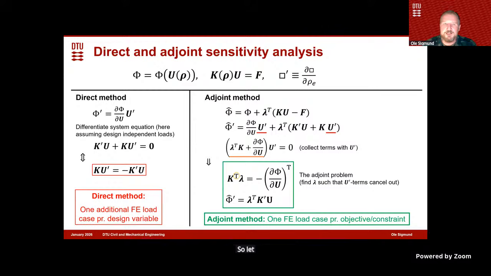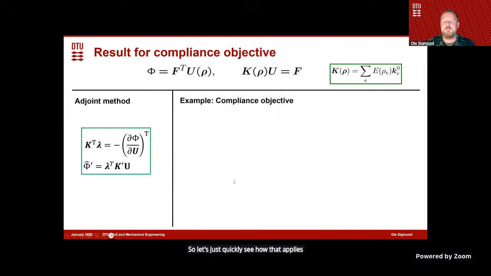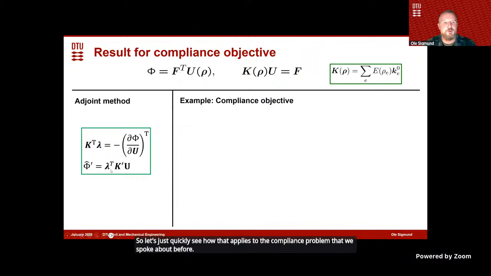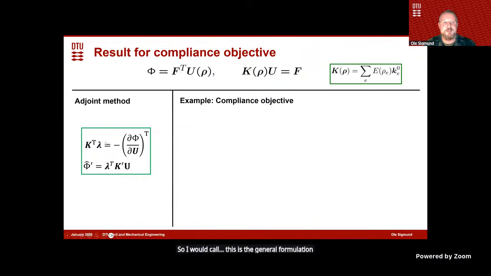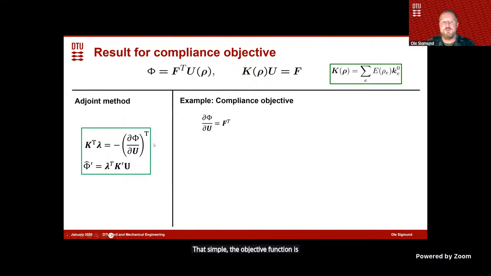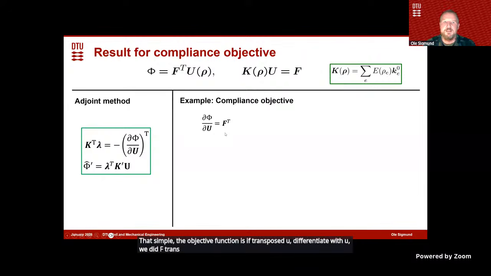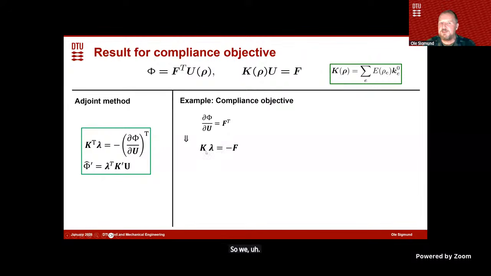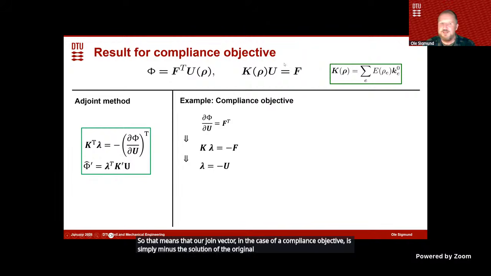So let's just quickly see how that applies to the compliance problem that we spoke about before. So I would call this the general formulation of the adjoint method. We solve the adjoint problem, so we have to compute the derivative of the objective function. That's simple. The objective function is f transpose u. Differentiate with u, we get f transpose. So we insert that, which means that the adjoint problem in this case is k lambda equal to minus f. That's very similar to this one, just with a minus instead of a plus here. So that means that our adjoint vector in the case of a compliance objective is simply minus the solution of the original problem. And so that's nice.